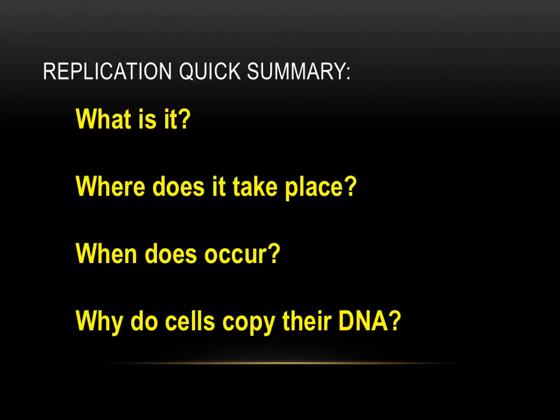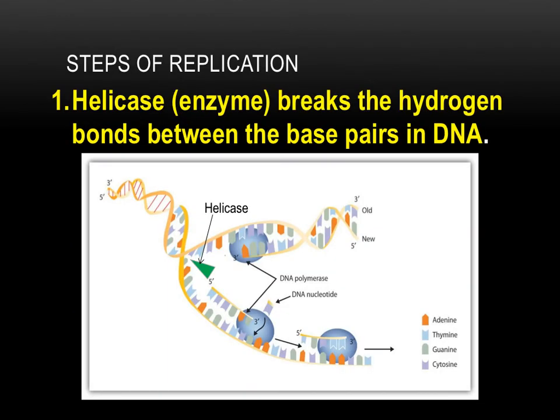As a recap, DNA replication is the copying of DNA. It happens in the nucleus during S phase of interphase, and cells copy their DNA so daughter cells are supplied with their own DNA when cells divide. Alright, so how do cells copy their DNA?